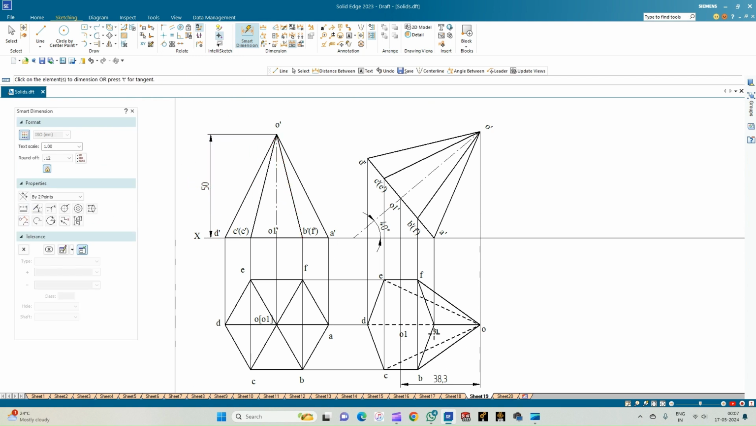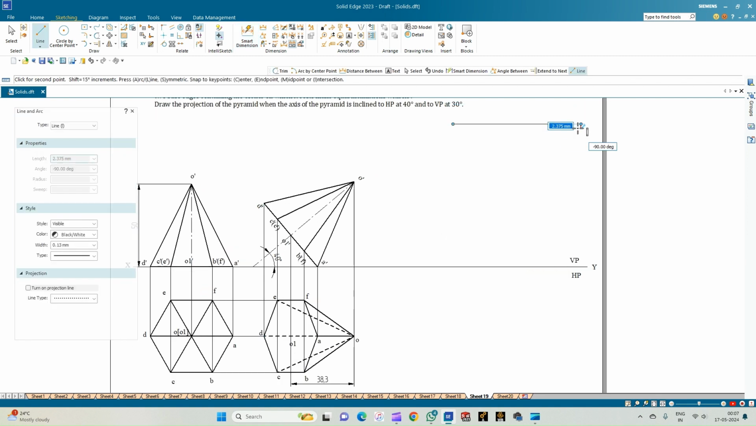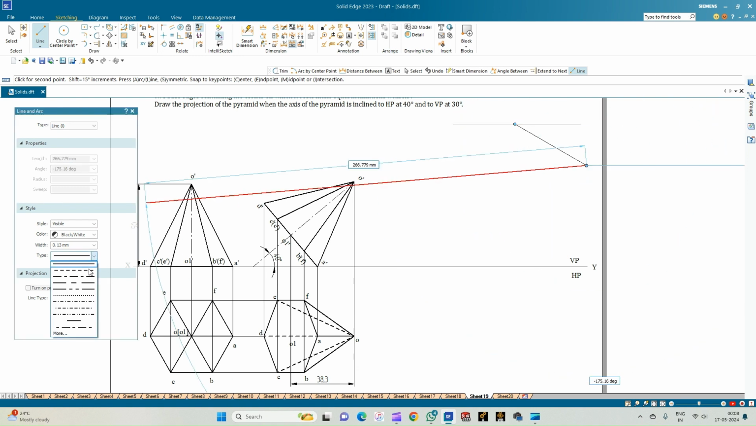So we are going to consider this axis as the reference condition for the inclination with respect to the VP. So it becomes a beta angle problem. And then from any point on this line, construct a line of 50 mm length inclined at an angle of 30 degrees as given in the problem statement. That is the angle phi. From the end point, draw the locus line.